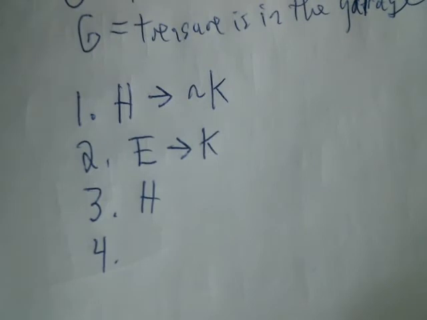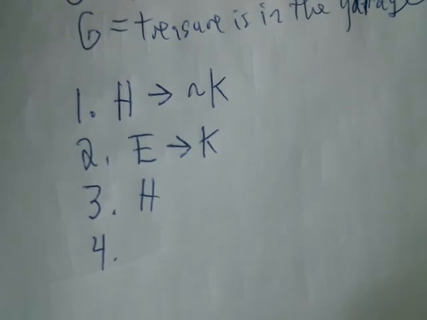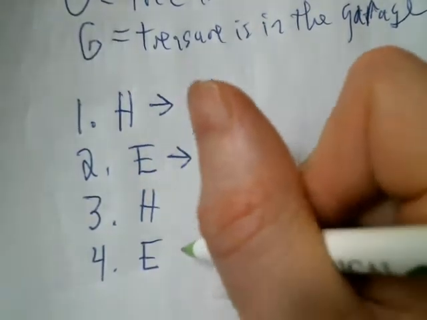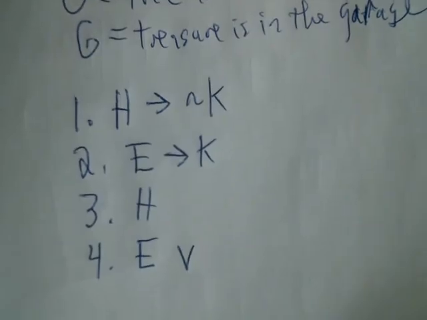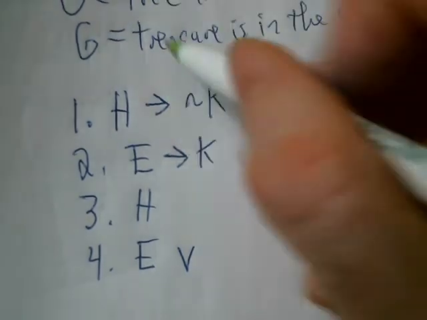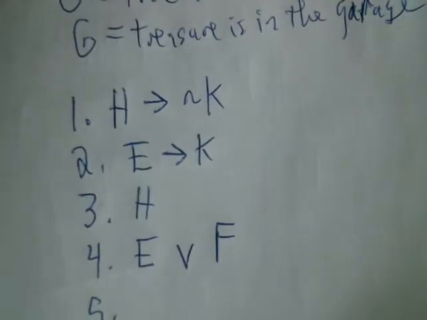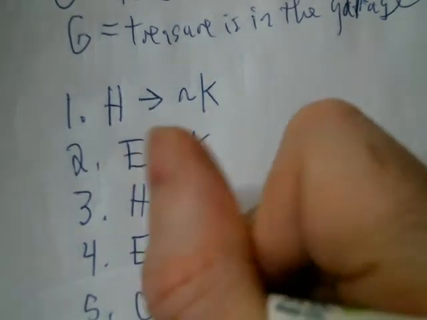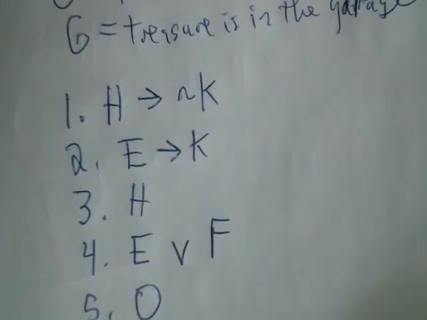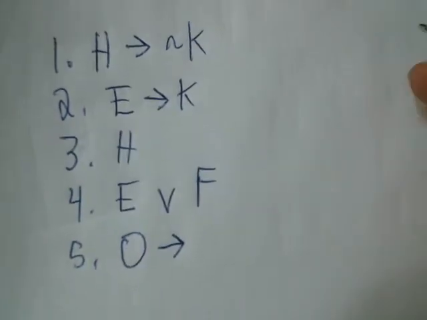Statement 4, the tree in the front yard is an elm, or the treasure is buried under the flagpole. So that was E or F. The last statement, statement 5: if the tree in the backyard is an oak, so that was O, then the treasure is in the garage. That would have been G.